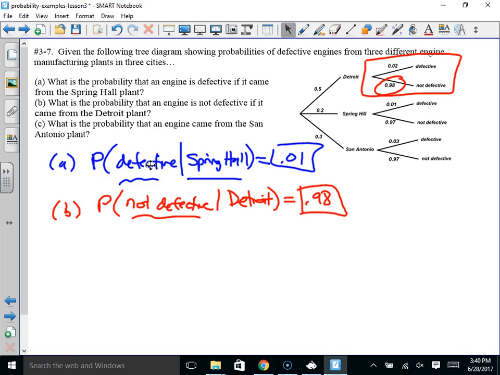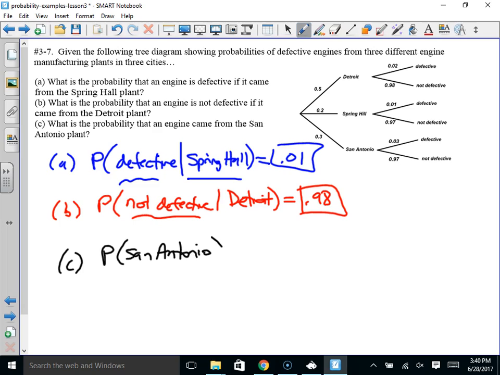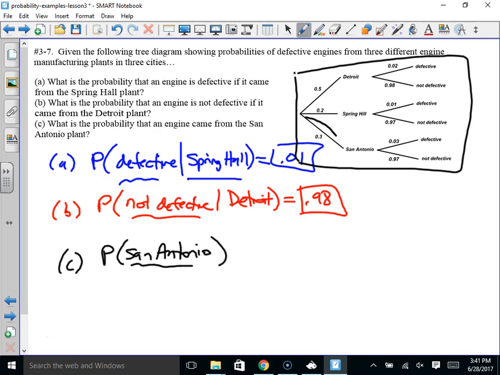Okay, then it says, what's the probability that an engine came from the San Antonio plant? Okay, so that one is not a conditional probability. It's just the probability that it came from San Antonio. There's nothing about defects here. So that is, if you want to think of it, from the whole tree. It's a simple probability, and we want the probability that we took the path towards San Antonio, and that would be 0.3. 30% chance that the engine came from San Antonio. All right, so that's that one. And just one more to go.